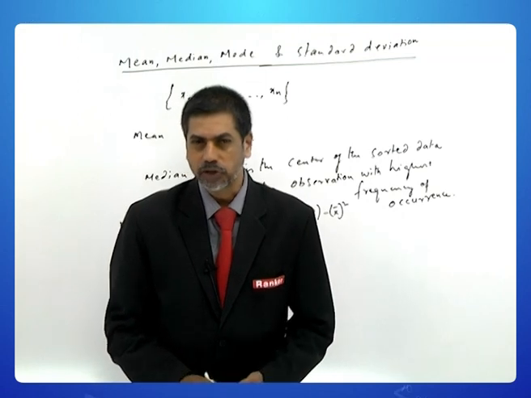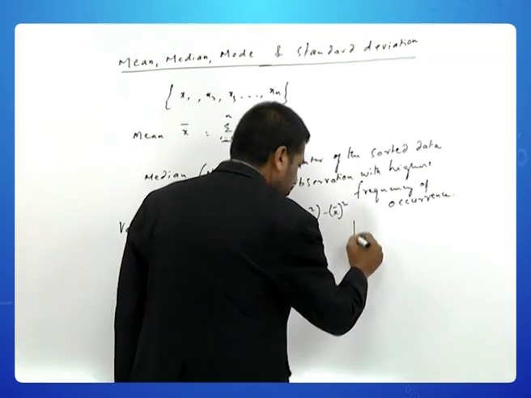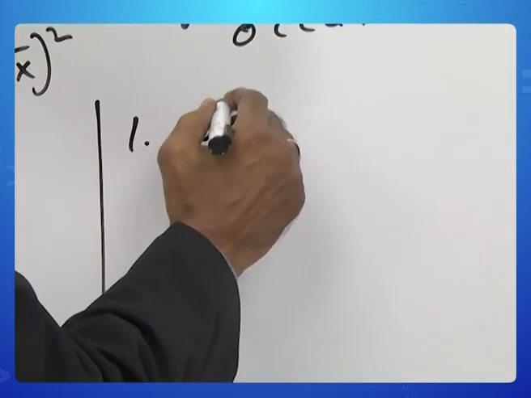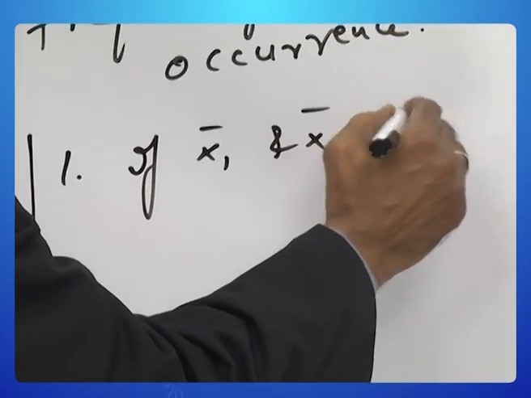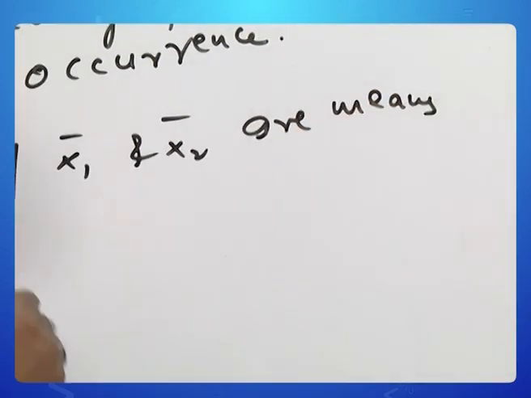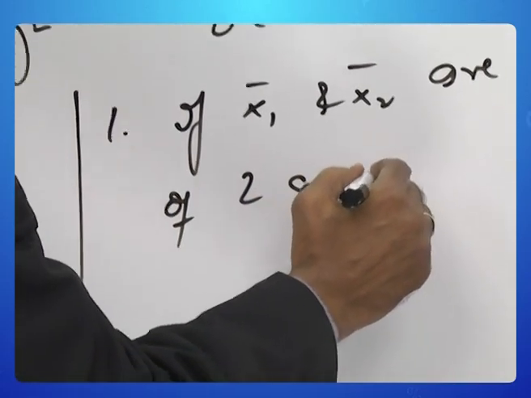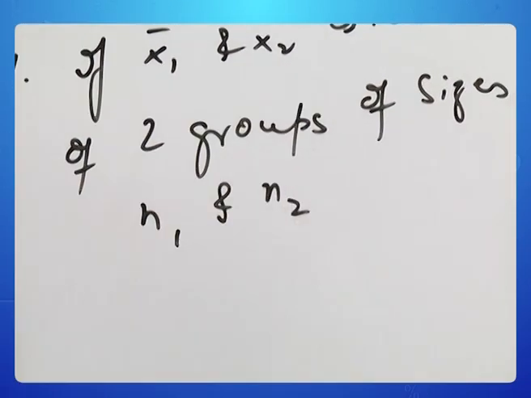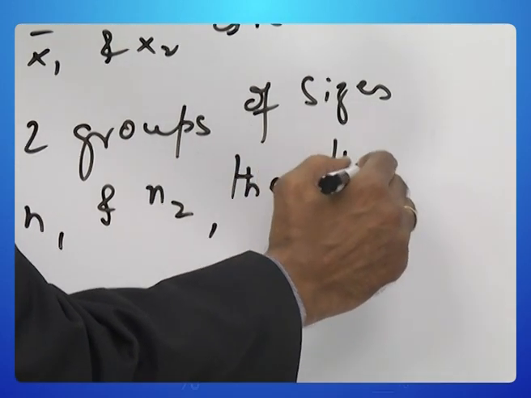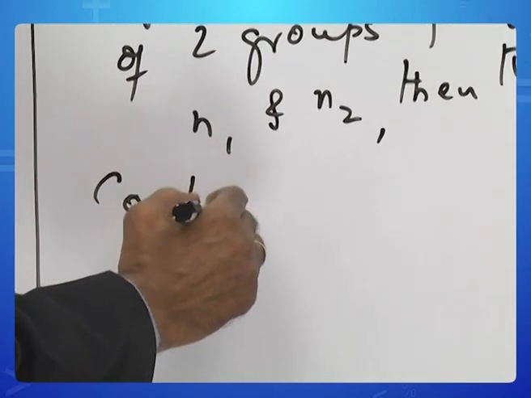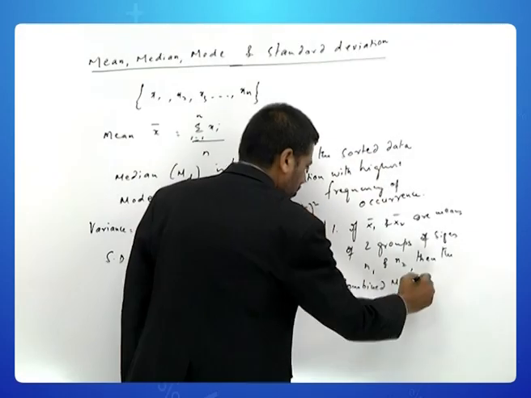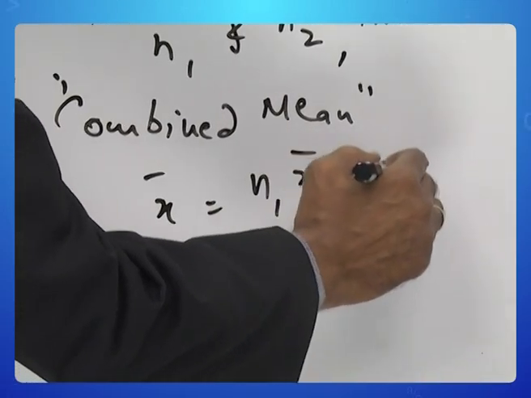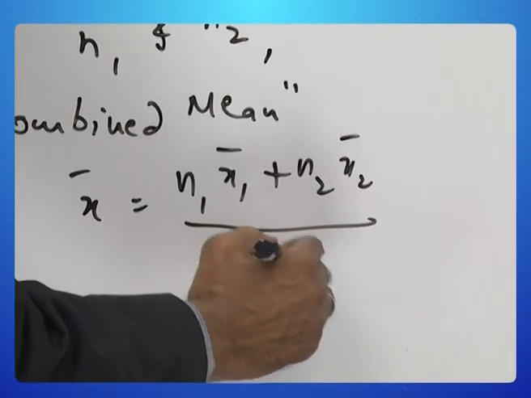Now, a few minor issues remain. For example, we can say that if x1 bar and x2 bar are means of two groups of sizes n1 and n2, then the combined mean, that is the mean obtained by combining both the groups, is x bar equal to n1 x1 bar plus n2 x2 bar by n1 plus n2.